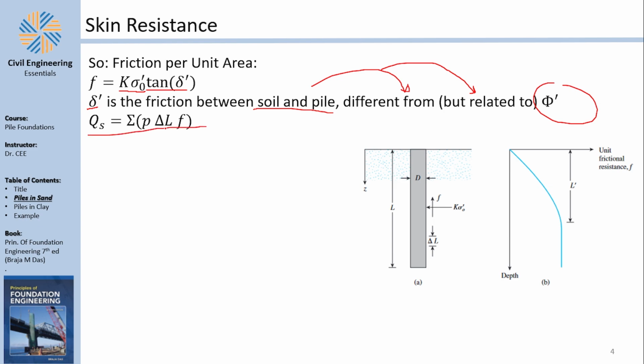It's different from, but related to, the friction angle. Q_s in the end is going to be the summation of p delta L f. Because the lateral pressure changes, the friction resistance changes. So you could integrate the entire thing, or you could just do it piece by piece and calculate the friction resistance of every single piece. This is what is being done here.